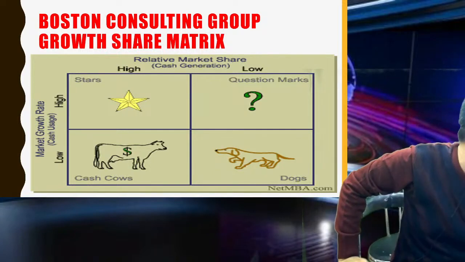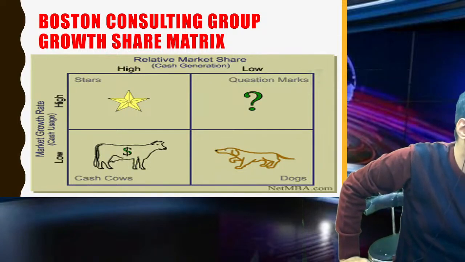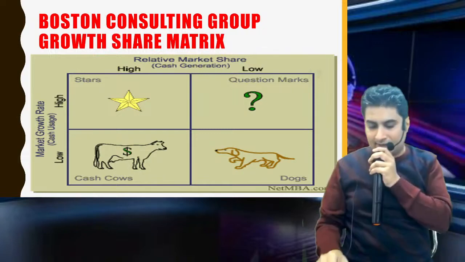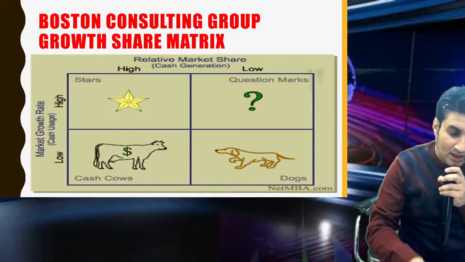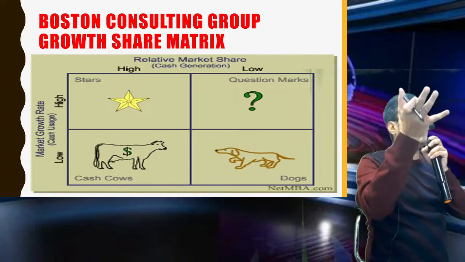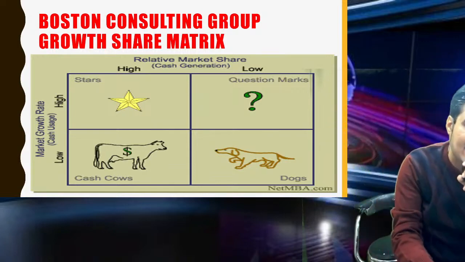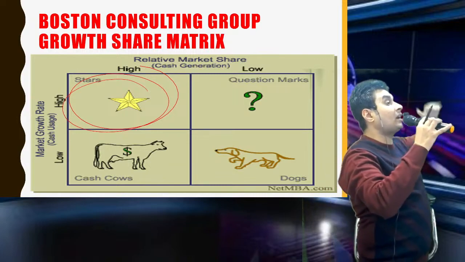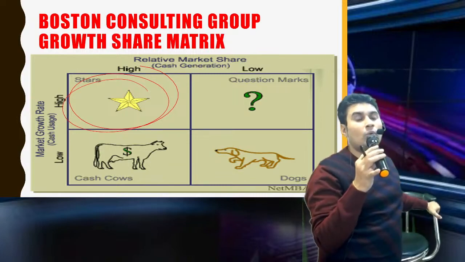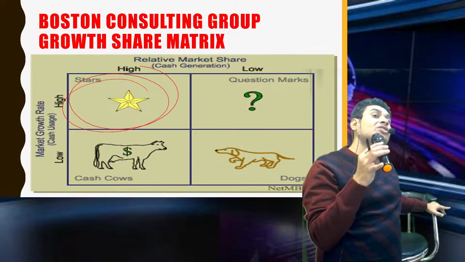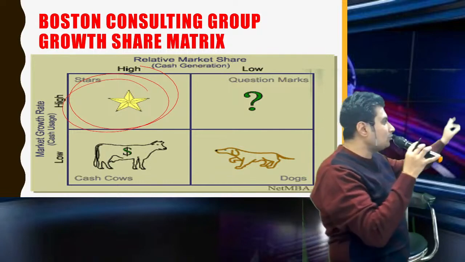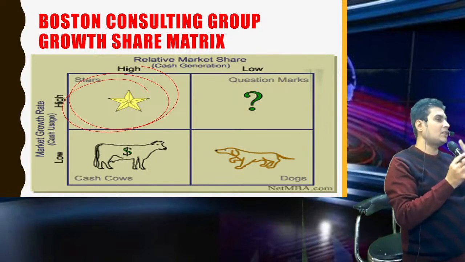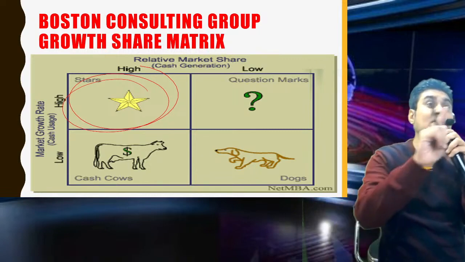One more time. Star. I will not take a practical example, I will just take a theory example. Number one, if my market growth rate is high and market share is also high, I am a star. Means I am in such a business which is increasing and my market share is also increasing. Wow, what a business. Both are increasing. Star is the best business to stay.